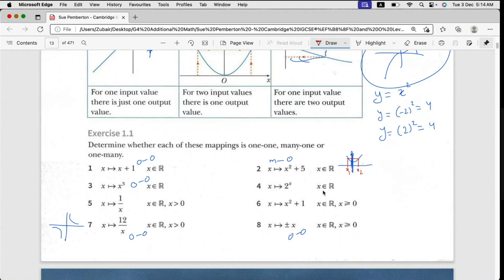Number 4 says graph of 2 raised to power x. Now when x is 0, it is 1. When x increases, the graph keeps on increasing. When x decreases, it keeps on decreasing but never touches. So this is again giving one value of y against one value of x. So 1 to 1.